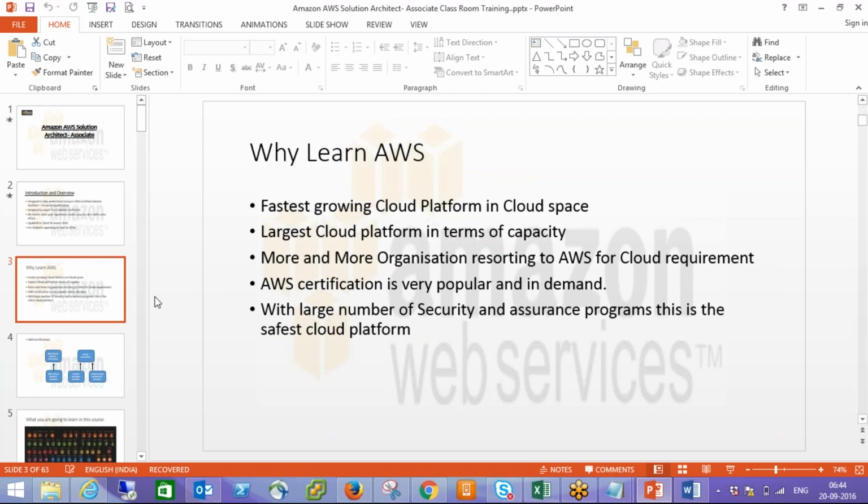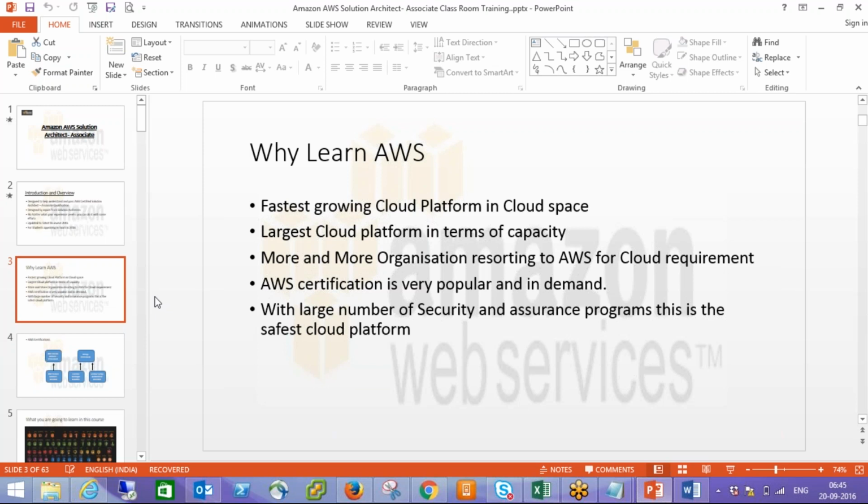Okay, so we have been talking a lot about cloud. Everybody is saying that cloud is the future. Cloud computing is something that gives you a more stable, more robust kind of career where you can really grow. So while there are a lot of platforms, it could be IBM, Microsoft, Google, why only AWS? The reason we are here for learning AWS is because of a lot of parameters.